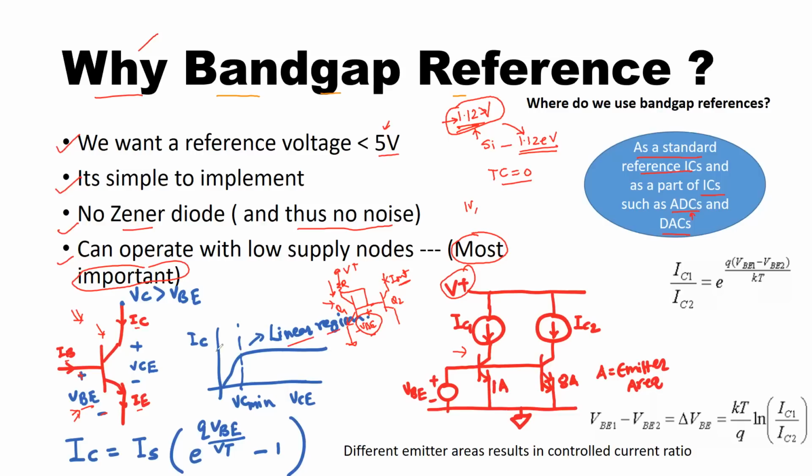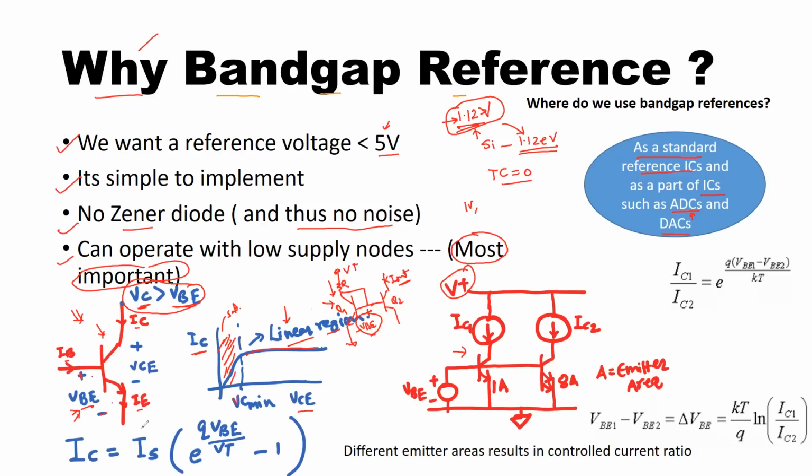Linear region means here is the IV characteristics, IC versus VCE, and you want to make sure the voltage at the collector of this transistor is greater than the VBE, that is the forward voltage junction drop, so that the transistor does not saturate, which is this region. You don't want to be in this shaded area because this is the saturation region of the BJT. You want it to operate in the linear region so that the current will be constant throughout it. And so the condition for that is this.